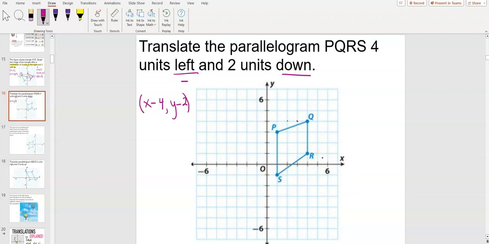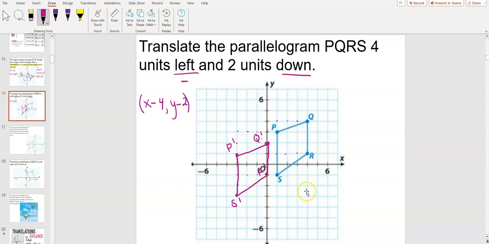Let's see, 1, 2, 3, 4, 1, 2. So this is Q prime. 1, 2, 3, 4, 1, 2. This is P prime. 1, 2, 3, 4, 1, 2. This is R prime. 1, 2, 3, 4, 1, 2. This is S prime. And then I just have to connect all of my points. Bam! And I have now officially translated this parallelogram, PQRS, to this parallelogram, P prime, Q prime, R prime, S prime.